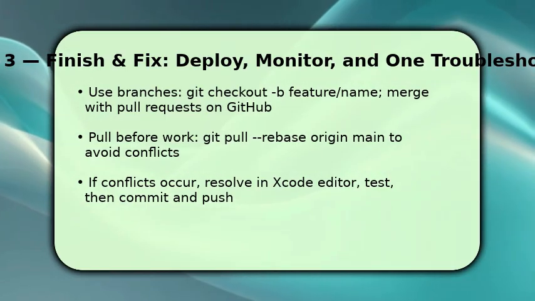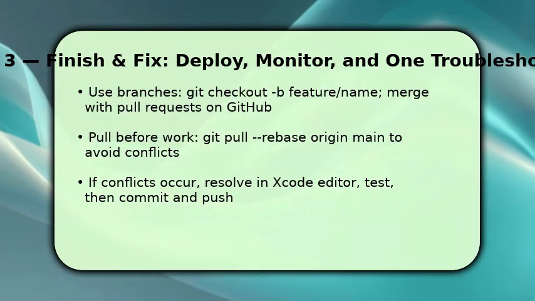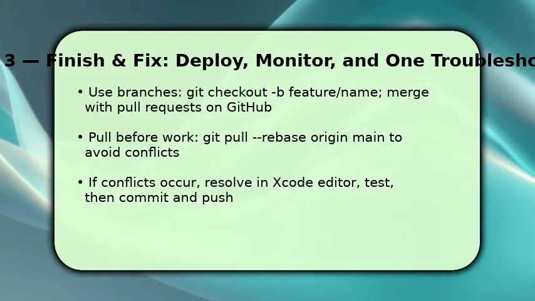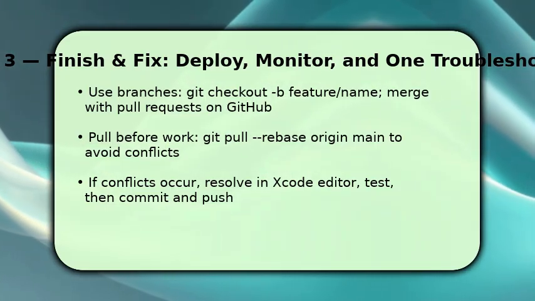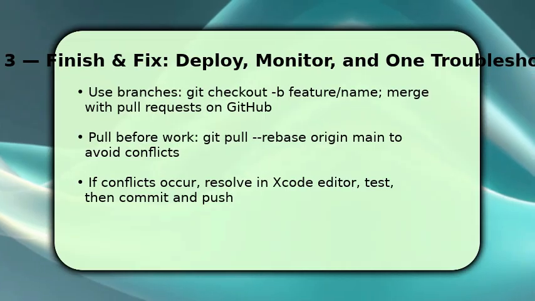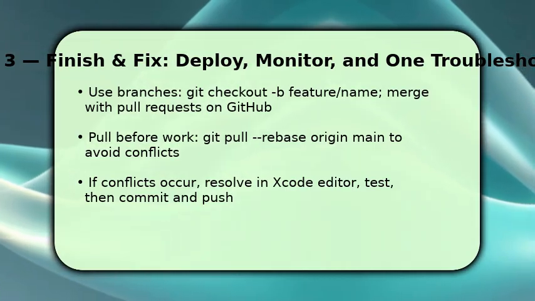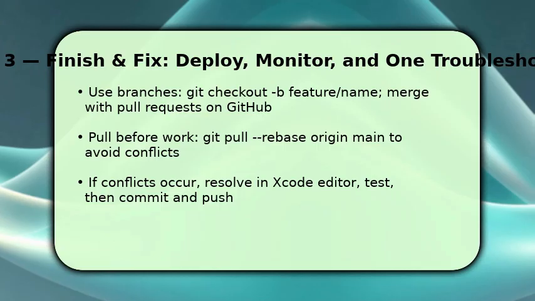If a conflict happens, Xcode shows conflicted files. Resolve them in the editor, run your tests, then commit and push the resolution. One troubleshooting tip: if authentication fails, reconfigure your SSH keys or update your personal access token in keychain.